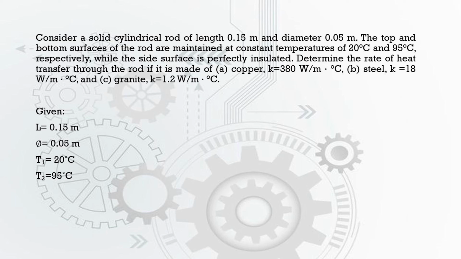The rate of heat transfer along the rod is determined from the rate of heat transfer equals thermal conductivity times the area multiplied by temperature at state 1 minus temperature at state 2 over the length, where our length is equal to 0.15 meter and the heat transfer area is expressed as area equals pi multiplied by diameter squared over 4.